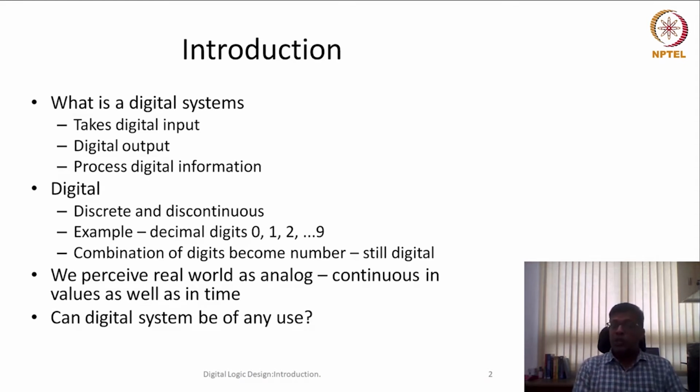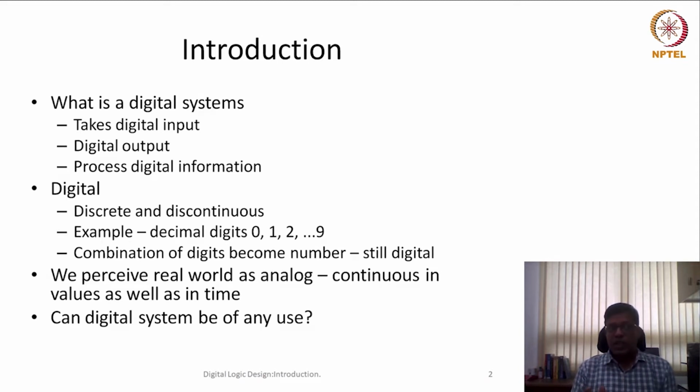There is one important question that can be raised here. If we perceive all the world around us as analog, meaning not digital, as a continuous world, then why are we talking about a digital system? Or in other words, can these digital systems be of any utility? Can there be any advantage of a digital system which is discrete in nature? To see whether there is any benefit with respect to analog, we'll see in some of the later lectures.